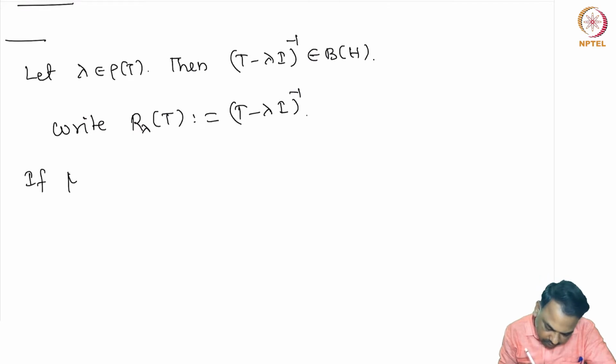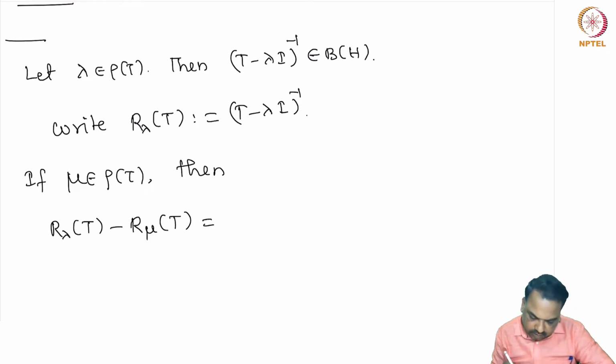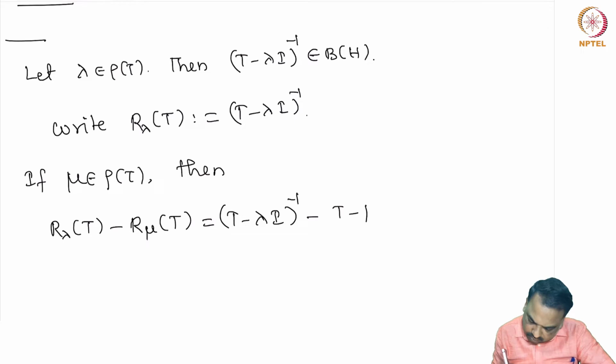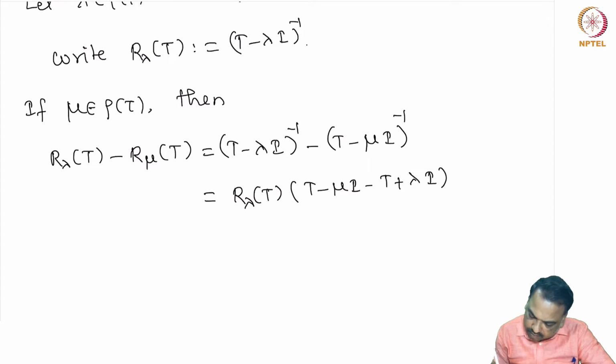Now if mu is also an element of the resolvent of T, then we can look at R lambda of T minus R mu of T. This is T minus lambda I inverse minus T minus mu I inverse. This can be written as R lambda T multiplied by T minus mu I minus T plus lambda I, multiplied by R mu of T.